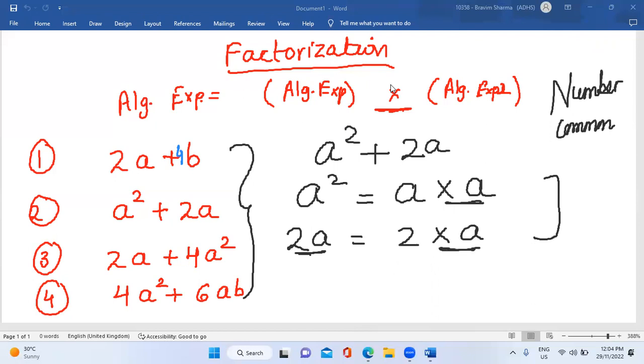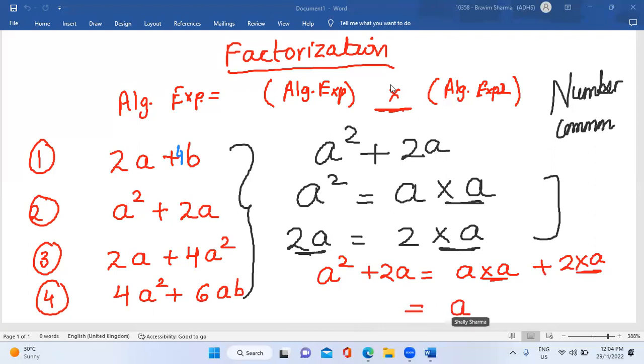So again, I will write this question a squared plus 2a as a multiplied by a plus 2 times a. And I can see this a I can take common. You can write it in the beginning or after, it doesn't matter. So I will take this a common and then I will be left with this a. When you put a bracket, there is no need of putting the multiplication sign. So when I take this a common, only 1a will be left inside from the first term. And from the second term, when it is taken out, only 2 is left.